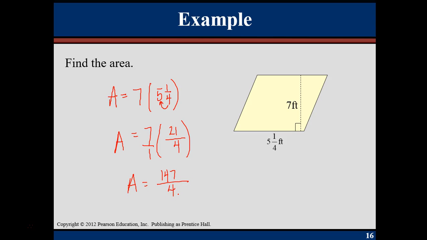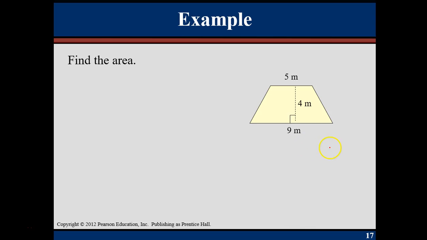And you can leave it as that, or you can divide 147 divided by 4 for 36.75, and this is going to be feet squared. Anytime you are finding the area, the units will be squared. Anytime you find perimeter, you just leave them in linear feet or inches, so not squared, not to any power.